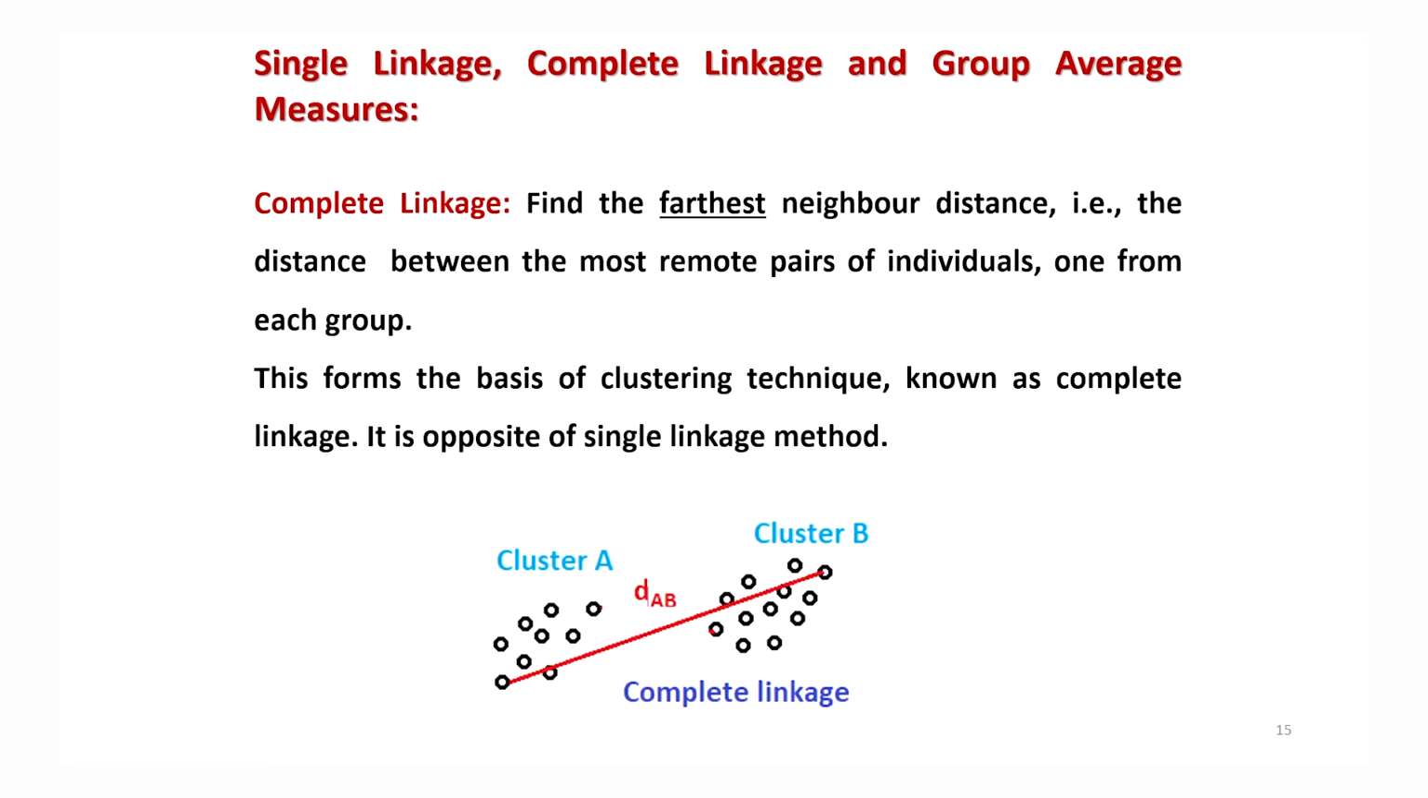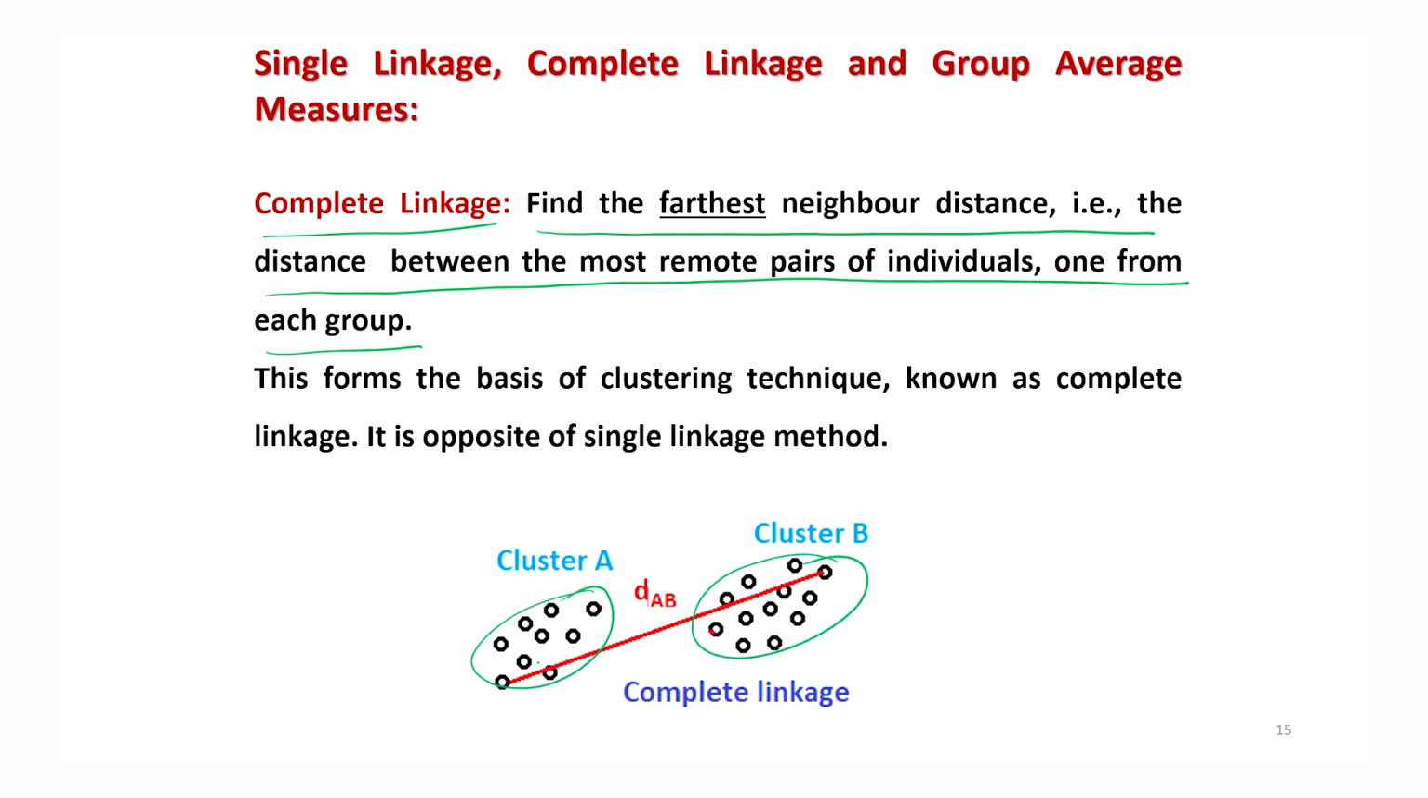And similarly, we have here the complete linkage, which is just opposite to the single linkage, where we try to find out the farthest neighborhood distance, that is the distance between the most remote pairs of the individual, one from each group, right? For example, if you try to see here, I have this one group here, and I'm trying to find out the maximum distance between the two farthest points, which is indicated by here DAB. So this forms the basis of clustering technique, which is called complete linkage, and it is just opposite to the single linkage method, right?